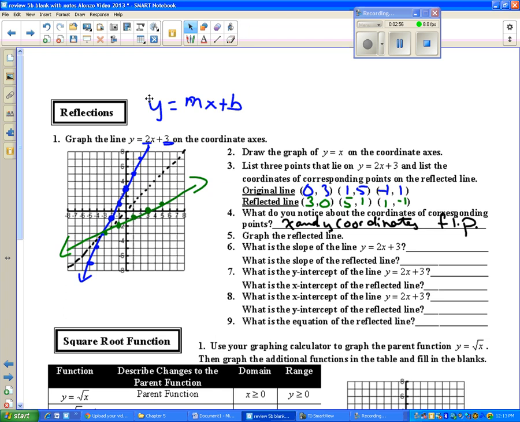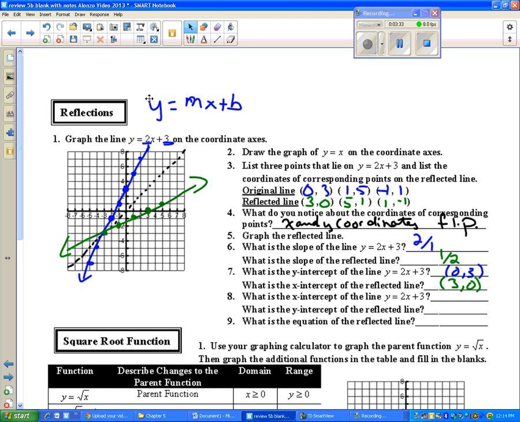What is the slope? Again, y equals 2x plus 3. The slope was 2 over 1, or 2. What is the slope of the reflected line? Remember, x and y are flipped, so 2 over 1 becomes 1 over 2. What is the y-intercept of the original line? We had said that was the coordinate (0, 3), and I have been accepting just 3. What's the x-intercept of the reflected line? Y's become x, so (0, 3) becomes (3, 0).